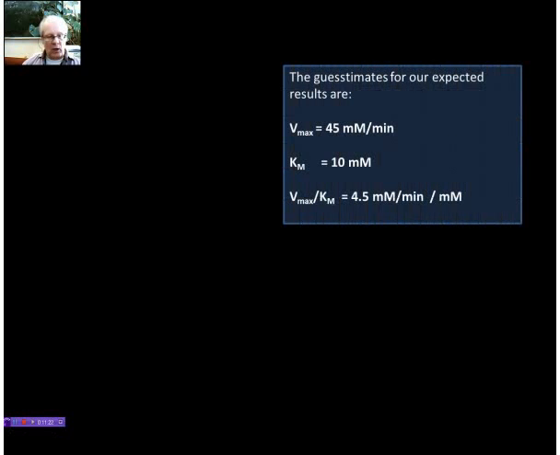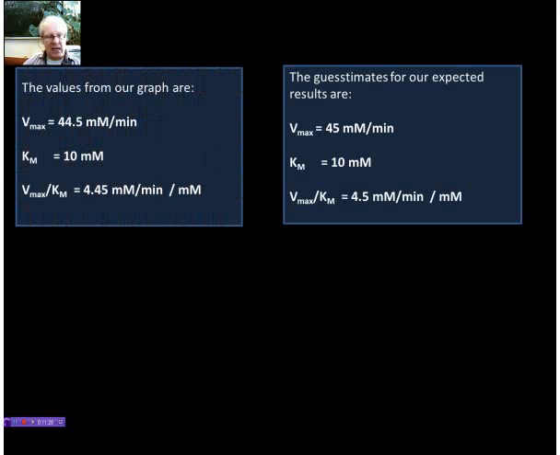So let's see how this pans out with our guesstimate that we had previously. We found that our actual numbers from the graph are Vmax equals 44.5 millimolar per minute, and we estimated it to be 45 millimolar per minute. So that's in fairly good agreement. Km, we said, is 10 millimolar, and our guesstimate again was 10 millimolar, so we were more or less spot on.